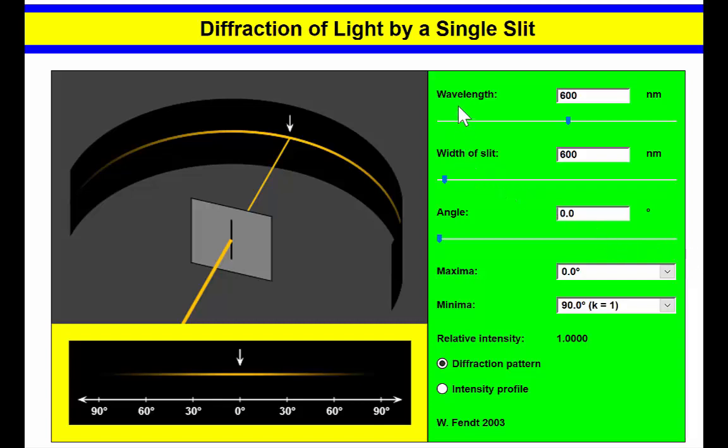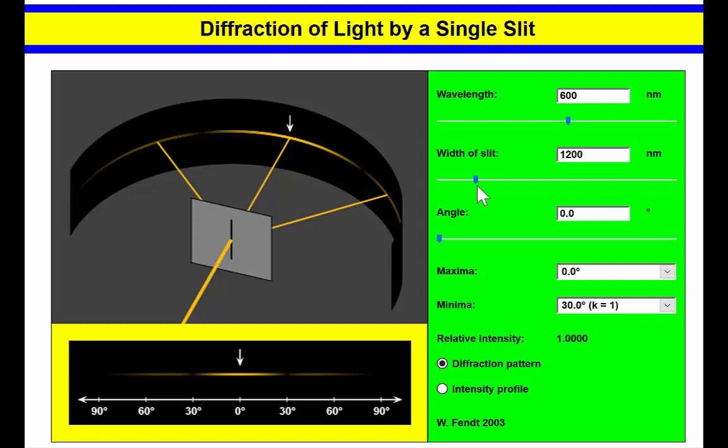Now, right now, the wavelength of light that we're looking at is 600 nanometers, and the slit width is also 600 nanometers. So you can see at this point, there is just a continuous beam of light, a line of light on the surface, a screen here. Let's increase the slit width to 1200. So now the slit width is twice the wavelength of the light.